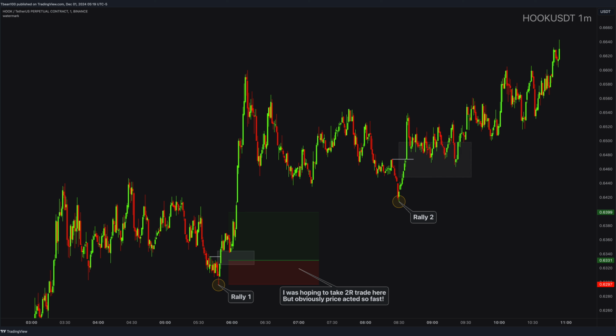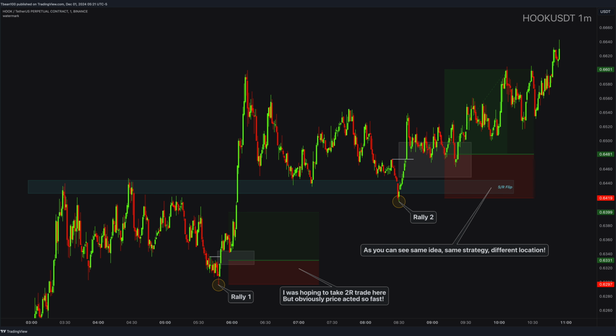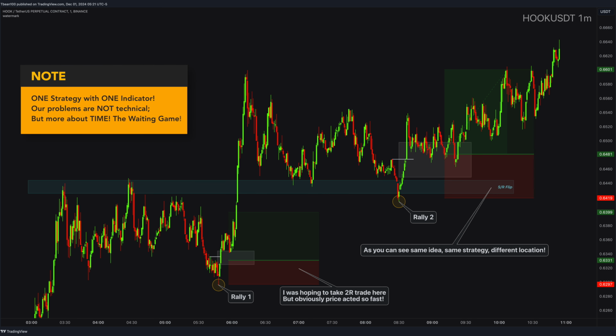And the next rally point, the same thing, a similar structure happened. This time we also had this great support and resistance flip area. So at the end, as you notice, what we do here is not extremely complicated. We use one strategy and one indicator and look for the same or similar setups over and over again.